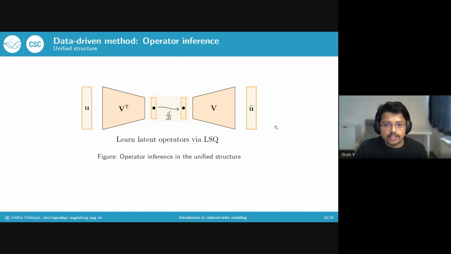And in the unified structure, the operator inference, once again, is very similar to the POD, but like I mentioned for the previous example in the latent space, instead of directly solving the reduced order model, you learn the operators of the reduced order model, the A hat, B hat, and so on, and then you propagate the result in the latent space. So you can also put the operator inference in this framework.